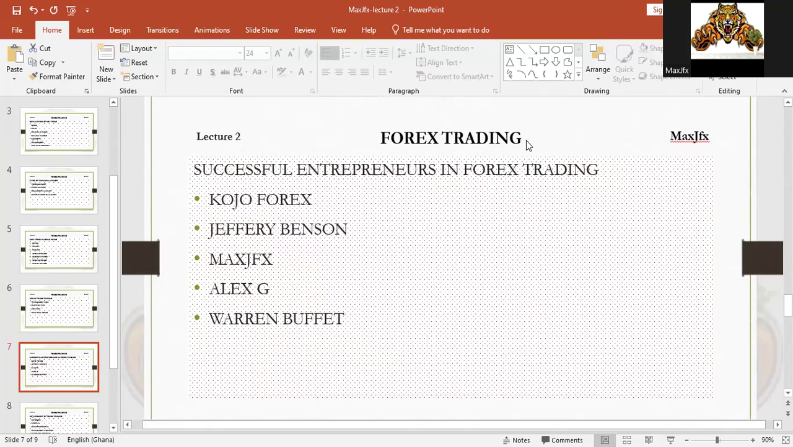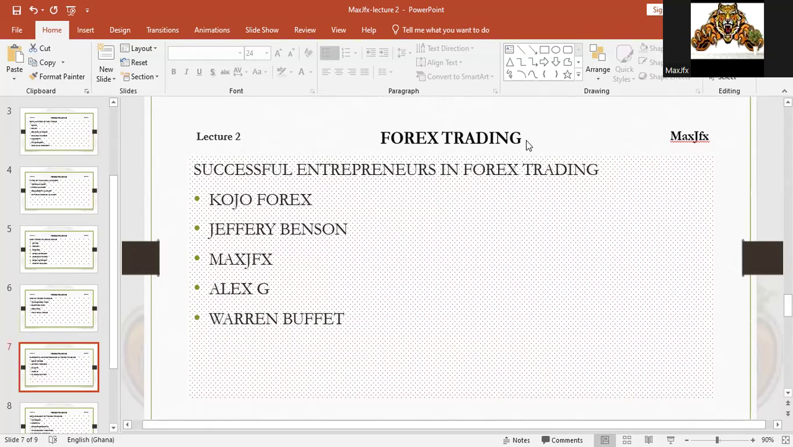We have Alex G, that's Alex Gonzalez on Instagram. He's also one of the successful entrepreneurs in the United States. And we have Warren Buffett. He is a well-known legend in the stock market. He trades stocks, and he's a very great legend. Respect to him. He has made billions. So these are just some of them.